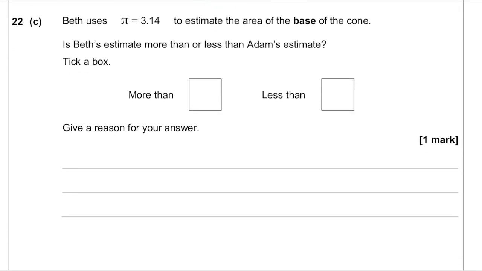C. Beth uses 3.14 to estimate the area of the base of the cone. Is Beth's estimate more or less than Adam's? Well, if Beth is using 3.14, that is more than 3, so it's going to be more. And that's all you would need to do to justify your answer. 3.14 is bigger than 3. More than. Okay.